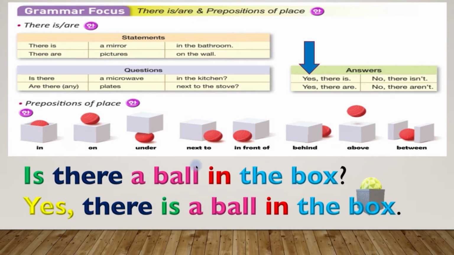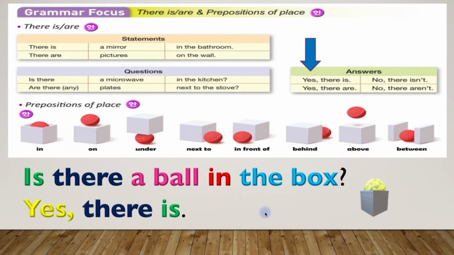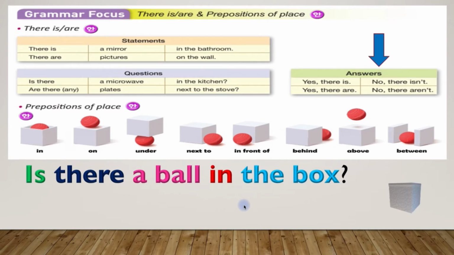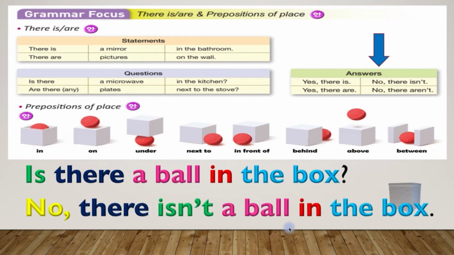But a ball in the box was in the question, so you don't have to repeat it. You could just say, yes, there is. I prefer short. Well, the shortest one is just yes. Yes. Okay. Is there a ball in the box? No, there is not a ball in the box. No, there isn't, contraction, a ball in the box.